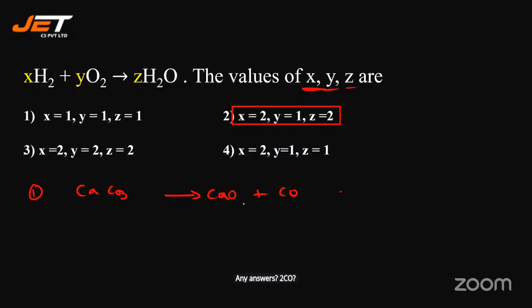Why 2CO? Here 3 oxygens are there. What is the deficit first of all? If you observe everything, here there is one carbon, here one carbon, both balanced. Here one calcium, here one calcium, both are balanced. Only oxygen has a difference. Here there is 1 oxygen, 1 oxygen, 2 oxygens on the product side and 3 oxygens on the reactant side.